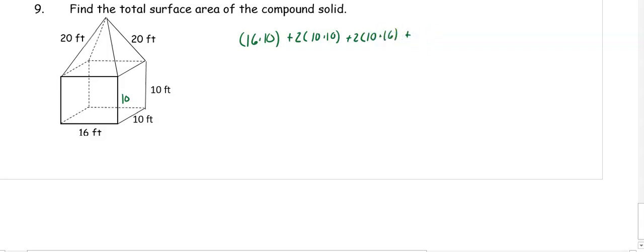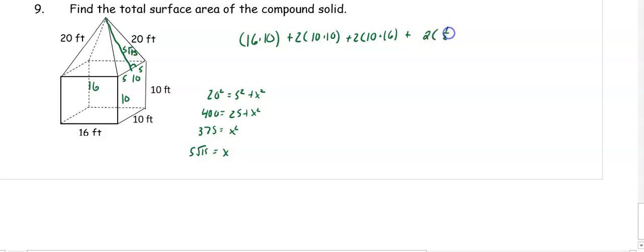Then when we get to our triangles, because our bases are different sides, just like before, we need slant heights. So 10 is bisected into 5 and 5. So we have 20 squared equals 5 squared plus x squared. So that gets us 400 equals 25 plus x squared. 375 equals x squared. So x is going to equal 5 root 15. So we have two triangles that have an area of 1/2 times 10 times 5 root 15.